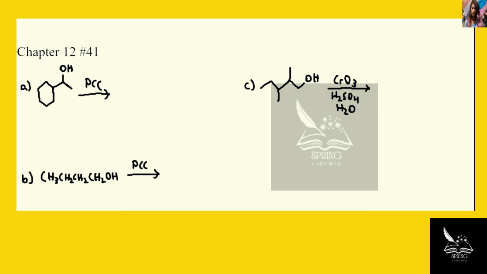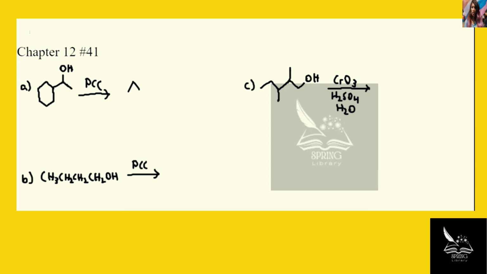This is the answer to Chapter 12, problem number 41 from the Smith Organic Chemistry textbook. This problem asks us to predict the product for 3 oxidations. The first 2 are going to be oxidations using PCC, or pyridinium chlorochromate. And the third one is going to be an oxidation using chromium trioxide, sulfuric acid, and water, which are going to generate what's known as Jones reagent, or chromic acid.